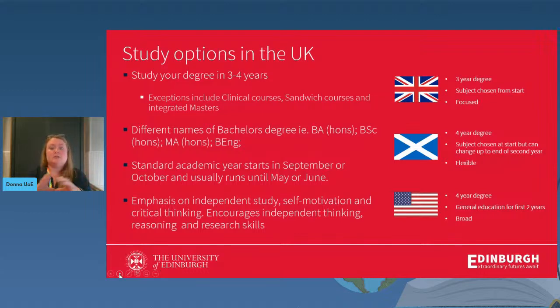Now, even despite that standard 3 to 4 year system, there are exceptions that are important to note. So something like veterinary medicine or medicine or dentistry is going to be longer because of the placements that degree requires. You then have sandwich degree options. So a sandwich degree is maybe 2 or 3 years at university, a 1-year break to do an industry placement, and then a final year or final 2 years, depending on the structure.